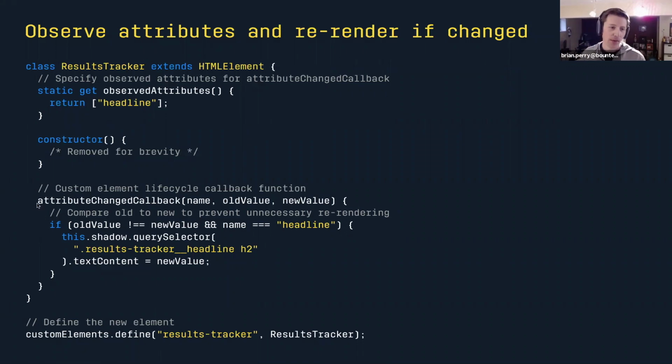And then there's a number of lifecycle callbacks. And the one that we need to use here is attributeChangedCallback. So it takes the name of the attribute that you're observing and old and new values. So typically you're going to want to check the old and new value so that you don't do unnecessary re-rendering, make sure that something has actually changed. And then if that has changed, we select the element within the shadow DOM and then change the value of it to the new value.